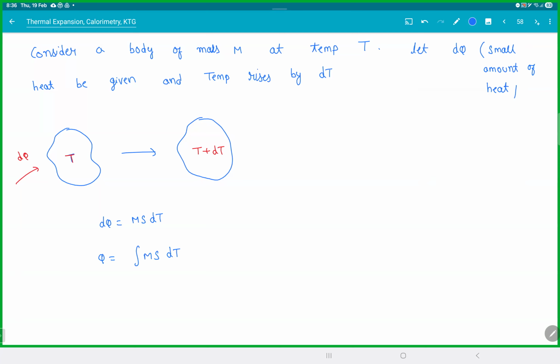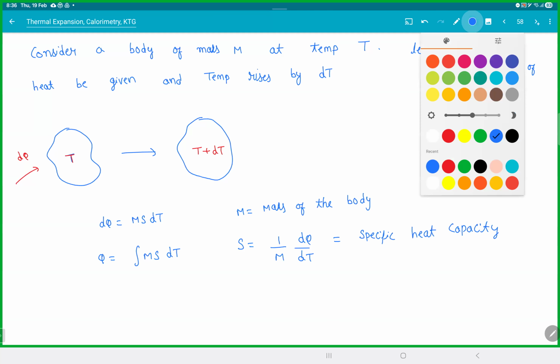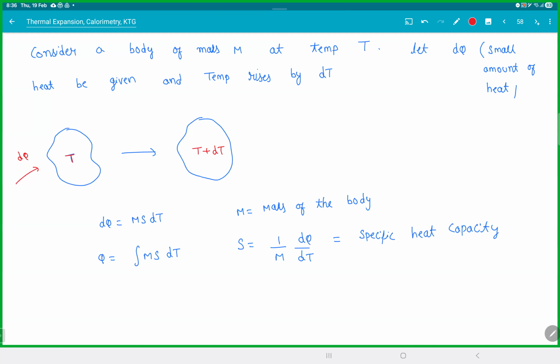So m is the mass of the body. S here is nothing but 1 by m dq by dt. This is also called the specific heat capacity. We got a bit of theory. So what is the specific heat capacity? It depends on the nature of the material, the substance basically.